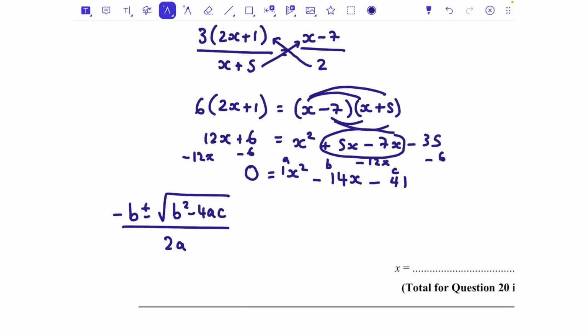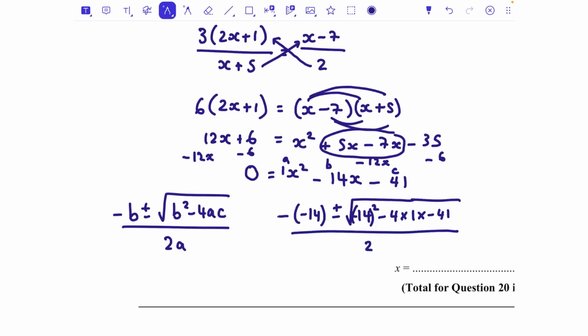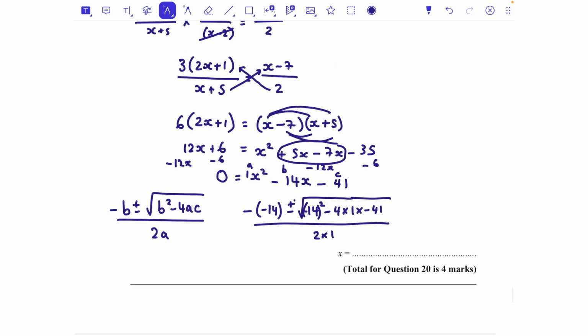So putting those values in, I've got minus 14 plus or minus the square root of minus 14 squared, but let's not do minus 14 squared, let's just do 14 squared because we know that it's going to be positive anyway. Minus, you can put it in a bracket if you want, but don't put it in not in a bracket or it will mess up. 4 times 1 times minus 41 all over 2a, which is going to be 2 times 1. Popping that in my calculator, I'm going to use the plus the first time I put it in my calculator, and I'm going to use the minus the second time I put it in my calculator, and that's going to give me the 2 different solutions.